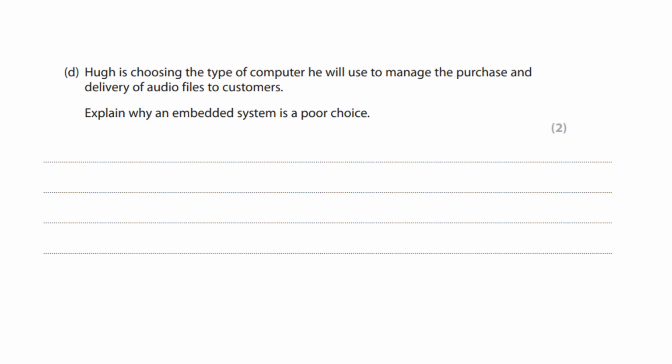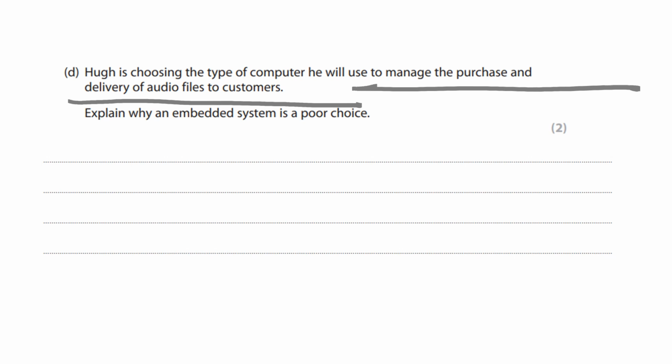Hug is choosing the type of computer he will use to manage the purchase and delivery of audio files to customers. Explain why an embedded system is a poor choice. Because an embedded system is mainly used to do one kind of task or to enhance the functionality of a device. It can never do complicated tasks or computational things. So that is why an embedded system is a poor choice.